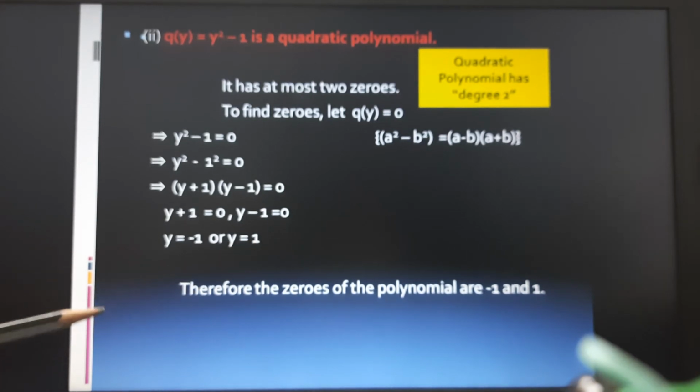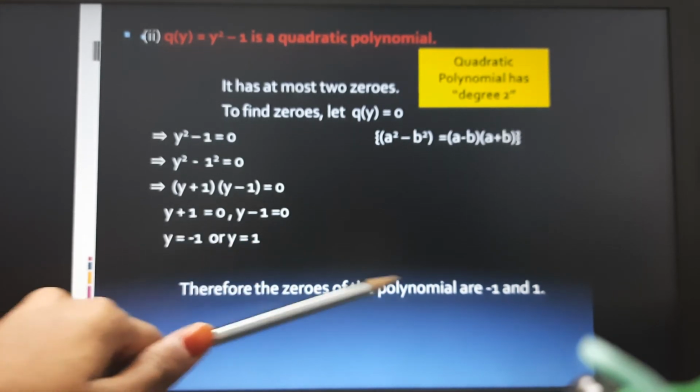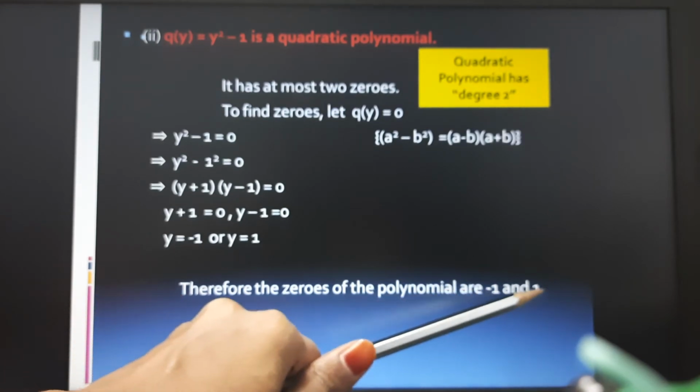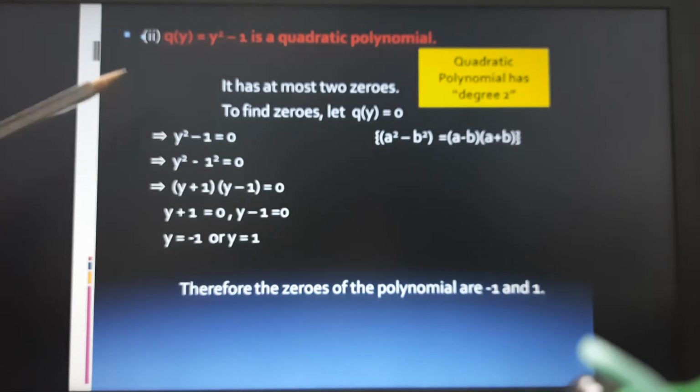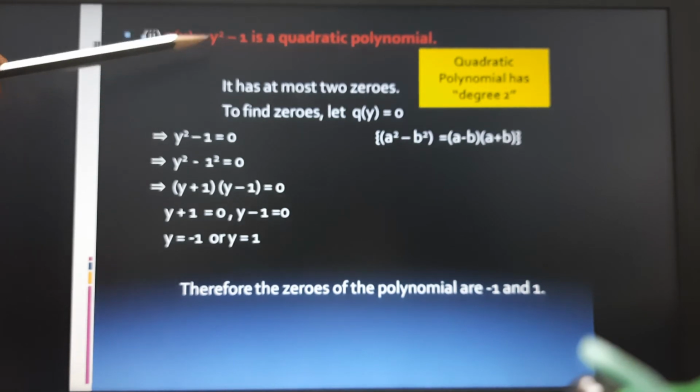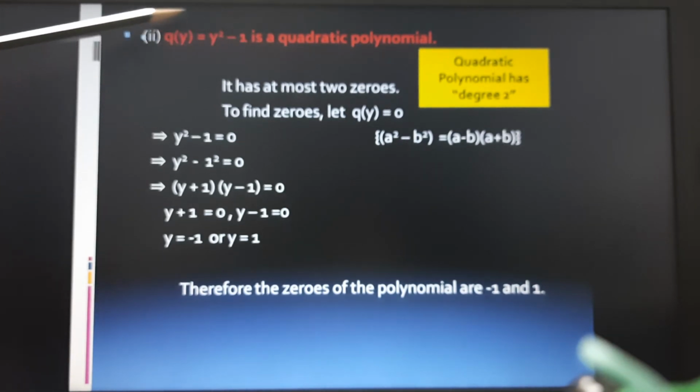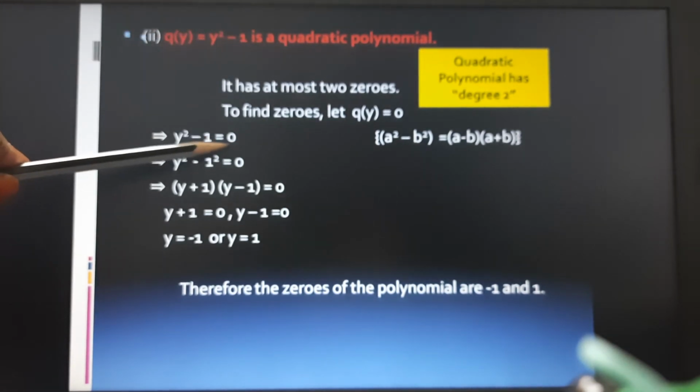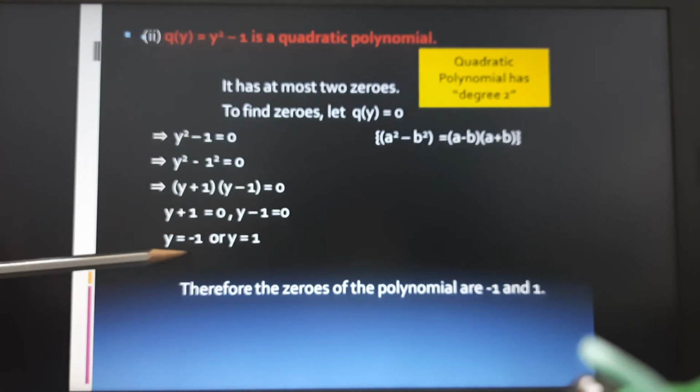Here we have got two values. How many values? Two values. One is minus 1 and another is 1. Therefore the zeros of the polynomial are minus 1 and 1. So what have we done? We have equated this equation to 0 and solved it. We got the values for the variable, right?